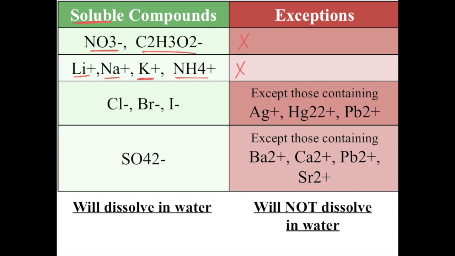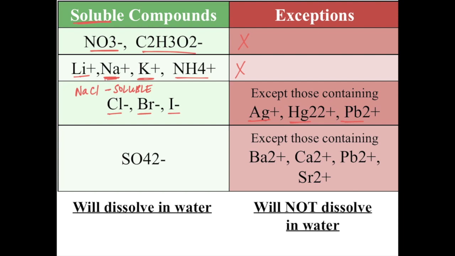But on this next line, we see that chlorine, bromine, iodine are all soluble unless they are bonded to silver, mercury, or lead. So if I have something like sodium chloride, okay, it contains chlorine. Sodium isn't on one of these other exceptions. So we would find that sodium chloride is soluble. And I can see that in the rule above. Okay, I see that sodium is always soluble when it's bonded to something.